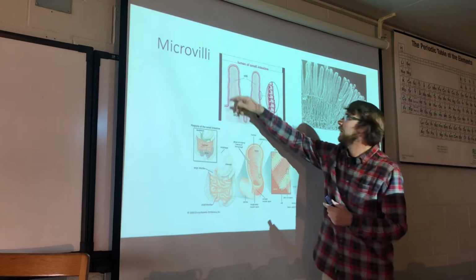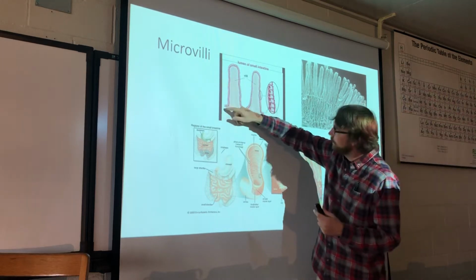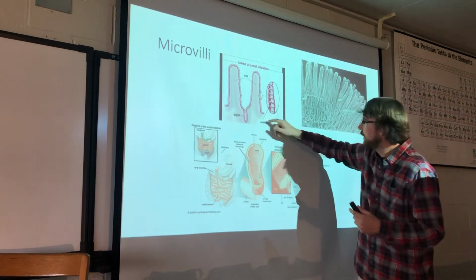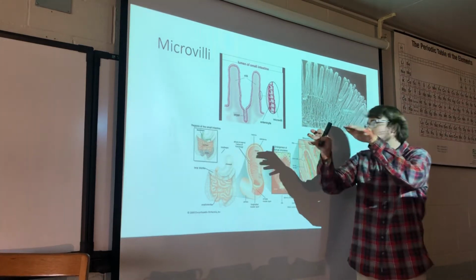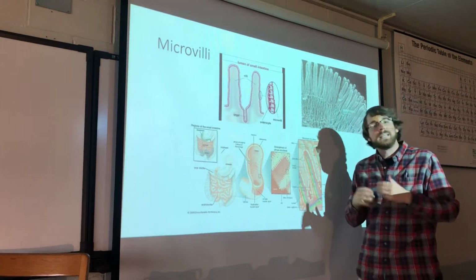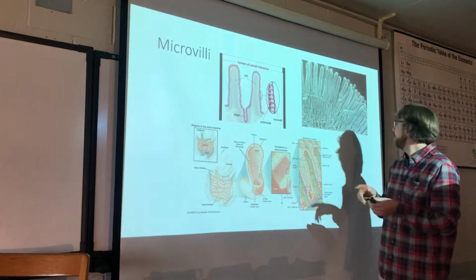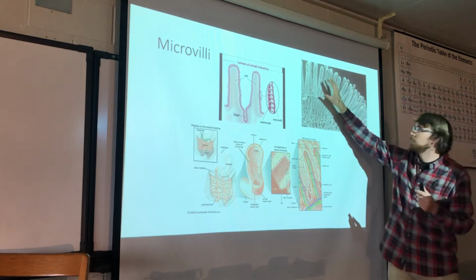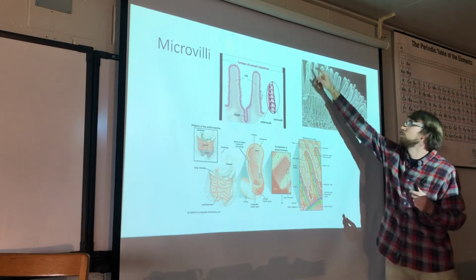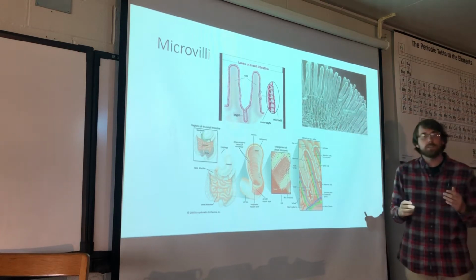If we look at a single fold, we see this line of columnar cells. If we zoom in, these microvilli are these little projections, increasing the surface area even more. Here we have those microvilli under electron microscope, so you can see how they would greatly increase that surface area.